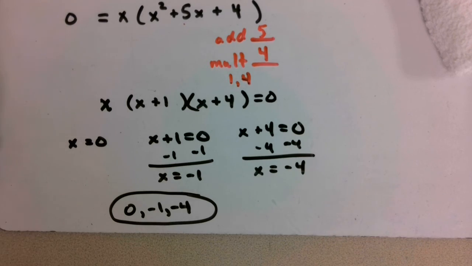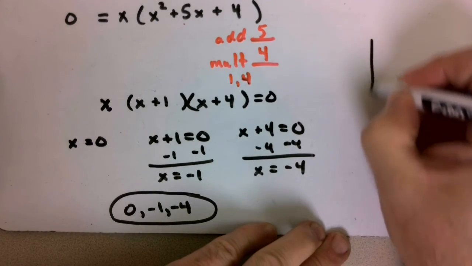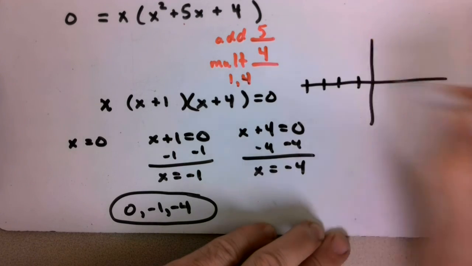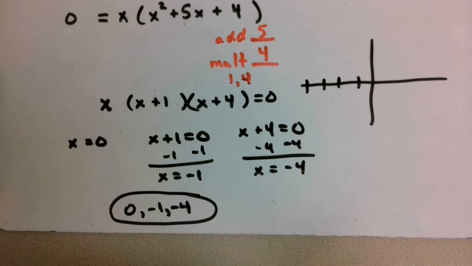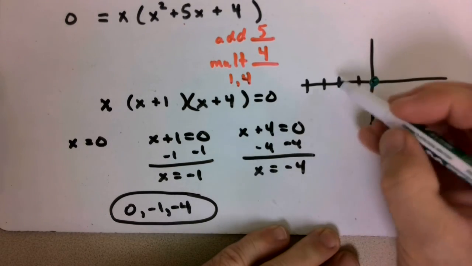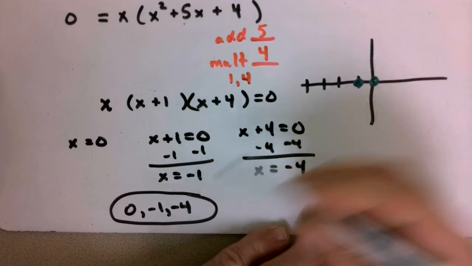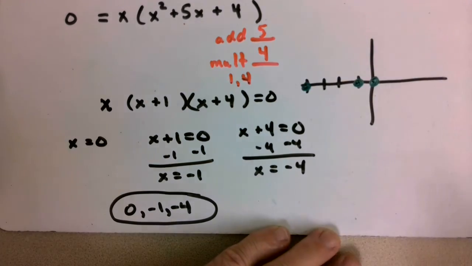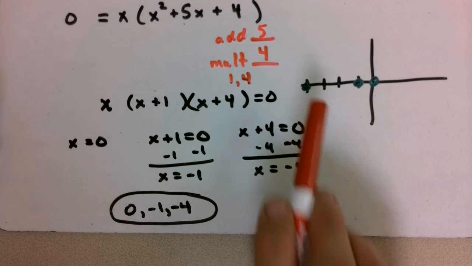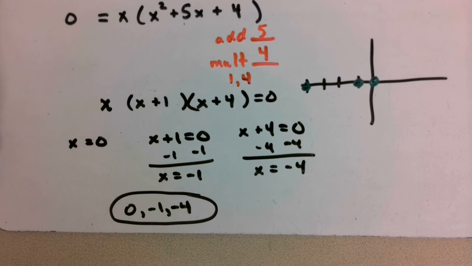As a quick reminder, these are x-intercepts. Again, you don't have to graph, but just to make that connection for us, if you were to go through and graph this, there are 3 x-intercepts on this graph. One of them is at 0, one of them is at -1, and one of them is at -4. So on our graph, you end up with 3 points because there are 3 x-intercepts.